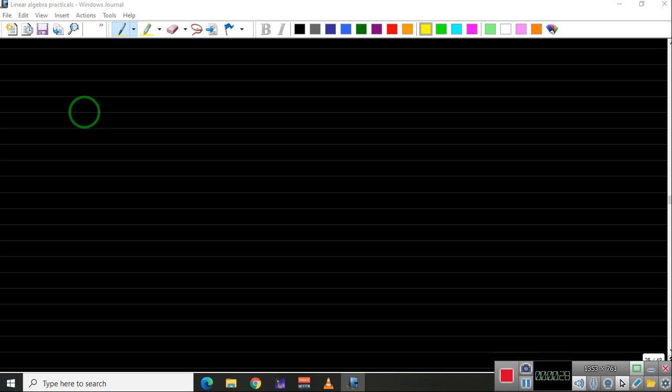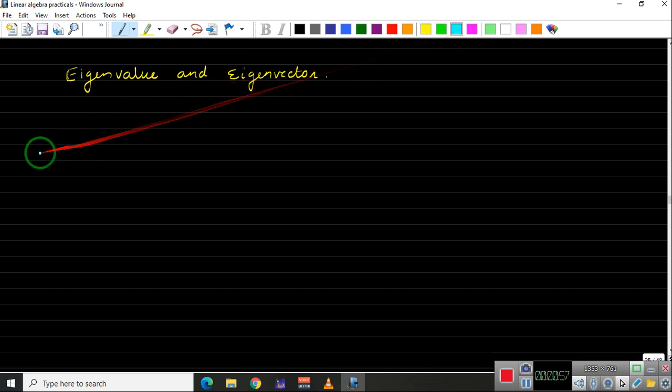So first let us define what is an eigenvalue and eigenvector for an n by n matrix. So let me write it as a definition. Eigen, E-I-G-E-N, eigenvalue and eigenvector. Now let us take an n by n matrix. So let capital A be an n by n matrix.